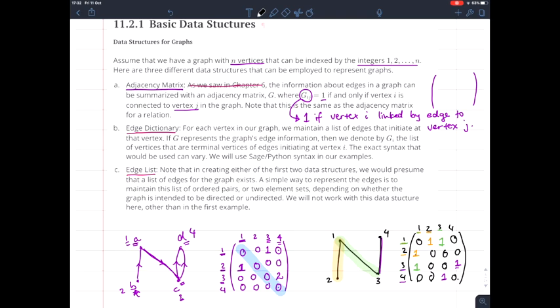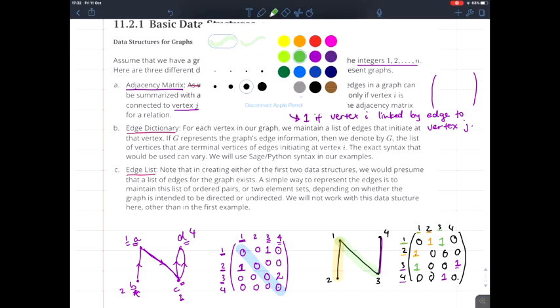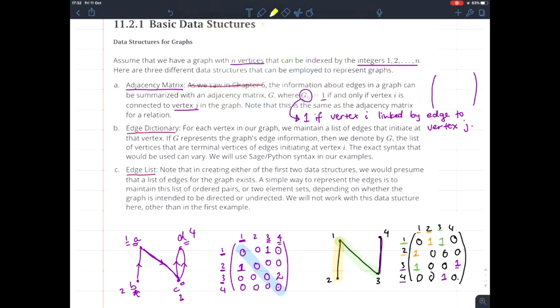So the thing that you'll notice about an undirected graph is if we look around the diagonal, then this matrix is actually symmetric about the diagonal. So you've got 1, 1, 1, 1, 0, 0, 0, 0, 1, 1, 0, 0. So that's a feature of adjacency matrices of undirected graphs.